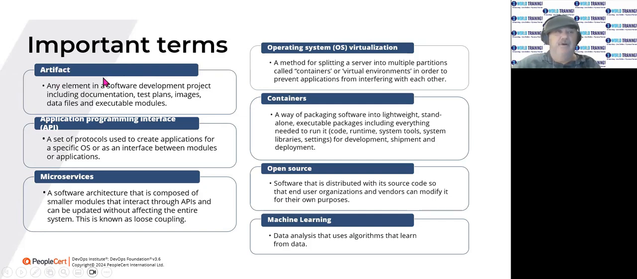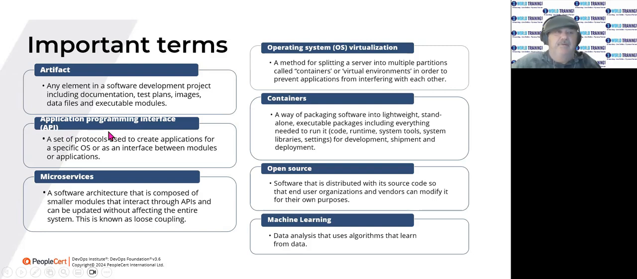So if you don't know what an artifact is, it's an element of a software development project. It can be documentation, test plans, images from builds, data files, executable modules. Basically, the output of any one of the stages in a pipeline could be considered an artifact. Some of those artifacts are release candidates or approved release images or deployment images and things like that. So a lot of things can be called artifacts.